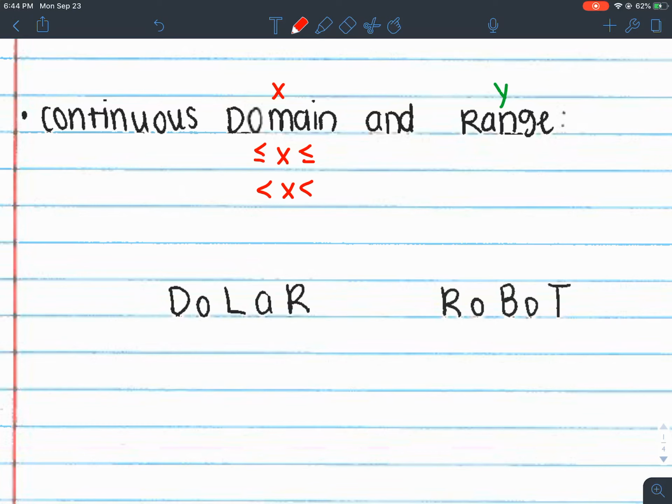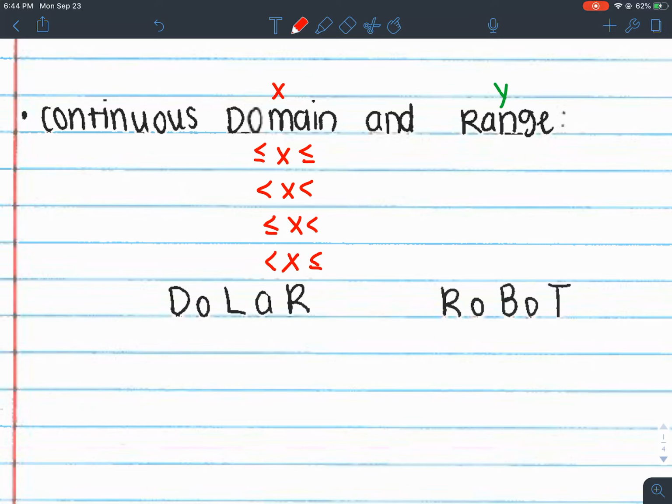And if you're confused on when you have less than or equal to, please refer back to the notes for the previous lesson, because if you don't know the difference, it's going to be really challenging for you to be able to do continuous domain and range. But you could also have a mixture of these inequality signs. You can also have less than or equal to and less than, or less than and less than or equal to.